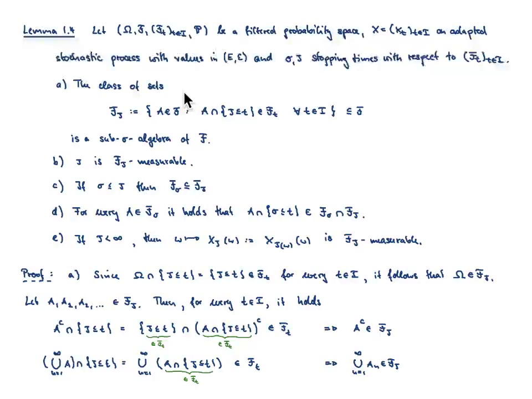And so the first statement is the following. The following class of sets, which I would like to denote by F_tau, is defined as the set of all events A taken from the sigma algebra F, such that the intersection of A with the event that the stopping time tau is less than or equal to t is contained in the sigma algebra F_t, and this should hold true for all t. So this is the way I choose sets from the sigma algebra F. Clearly, this class of sets is contained in the sigma algebra F. And the statement is that this class of sets is a sub-sigma algebra of F. The next statement is that the stopping time tau is measurable with respect to this sigma algebra F_tau.